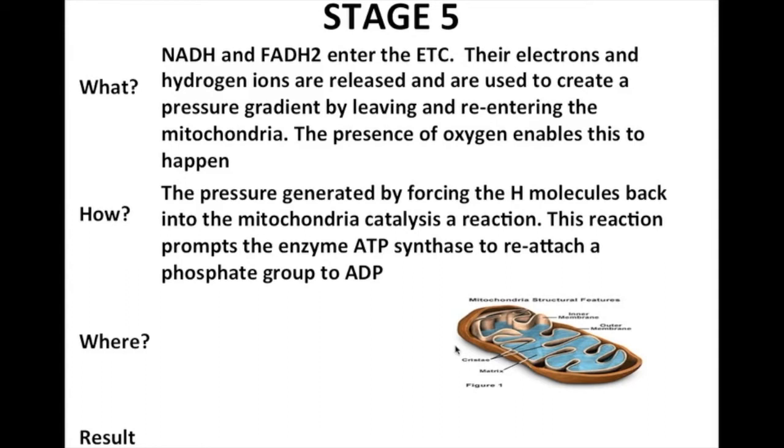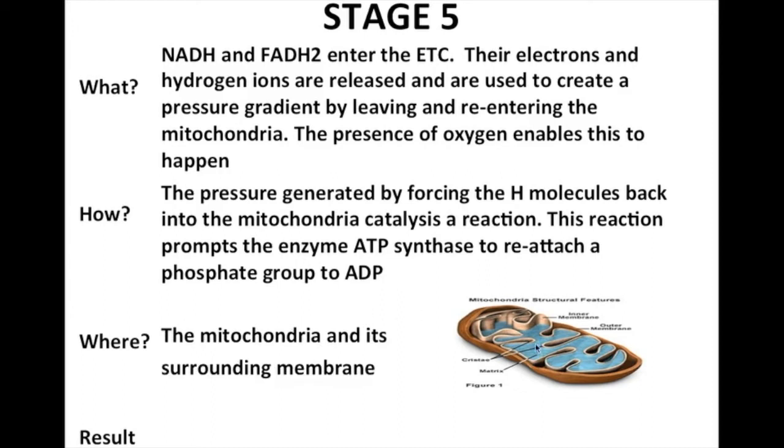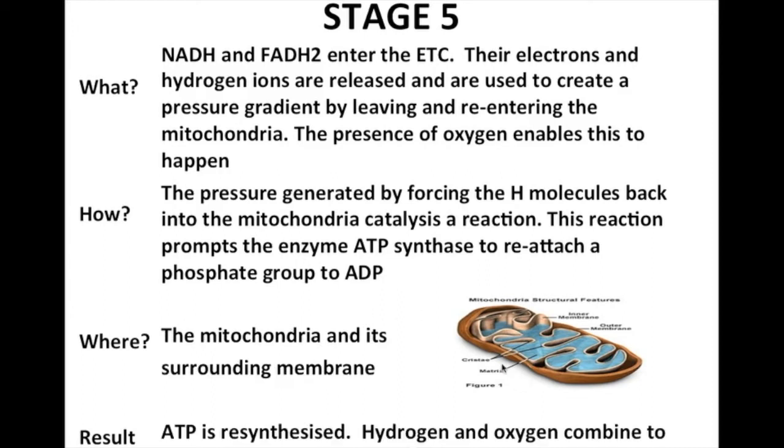Okay, so we've pushed the hydrogen molecules out of the mitochondria and we've created pressure. And ultimately, at the end of the electron transport chain, we force them back in. And the pressure we generate by forcing them back in makes a reaction happen. It catalyzes a reaction. And this pressure and this reaction that comes from it prompts this enzyme here, ATP synthase, it's called, to make the phosphate join back onto the end of the ADP. So this happens in the mitochondria and its surrounding membrane, and as a result of that, ATP is resynthesized.